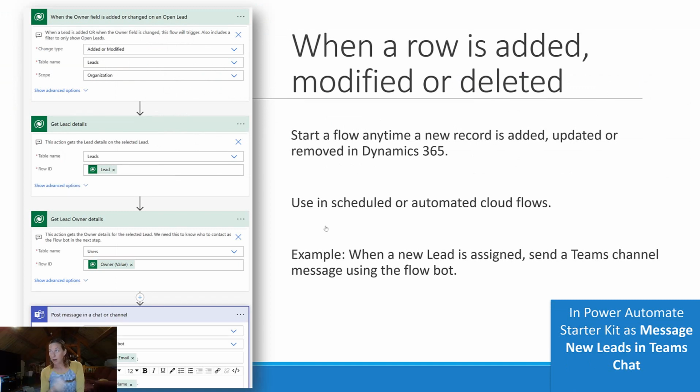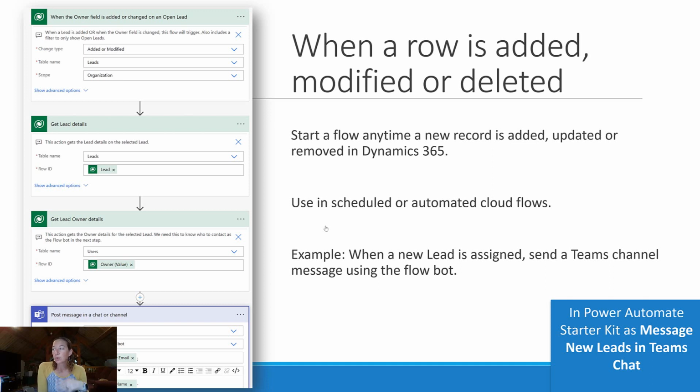Trigger number 2, when a row is added, modified, or deleted. My most used trigger in Dataverse. This is going to start a flow anytime a record is added, modified, updated, or removed from Dynamics 365. You'll configure that. You can use this in both scheduled and automated cloud flows.